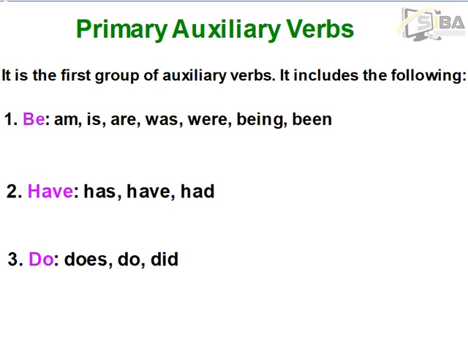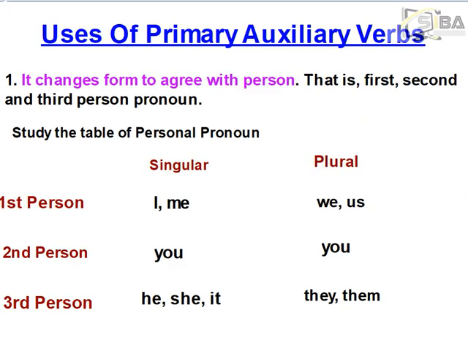Now the last one, does, is meant for singular nouns or singular pronoun. And do is used for plural nouns. And did is used for both, either singular pronoun or plural pronoun. Now let's see some examples of personal pronouns. With this, we shall look at the uses of primary auxiliary verbs.